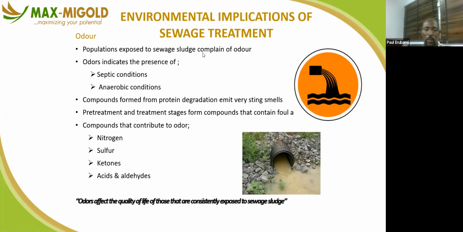People exposed to sewage sludge complain of odor. Odor indicates the presence of what? Septic condition, anaerobic condition, because of lack of oxygen. Compounds formed from protein degradation emit a very stingy smell, like your nitrogen. Pretreatment and treatment stages form compounds that contain foul smells. Compounds that contribute to odor are your nitrogen, your sulfur, your ketones, your acids, and aldehydes.